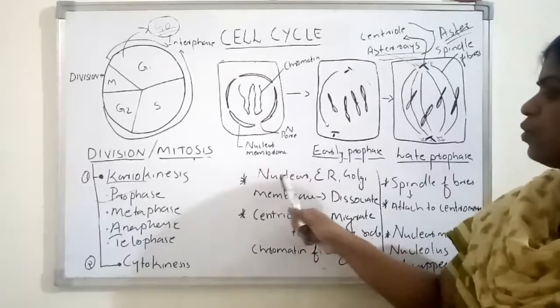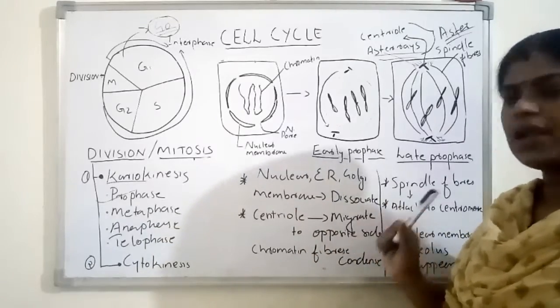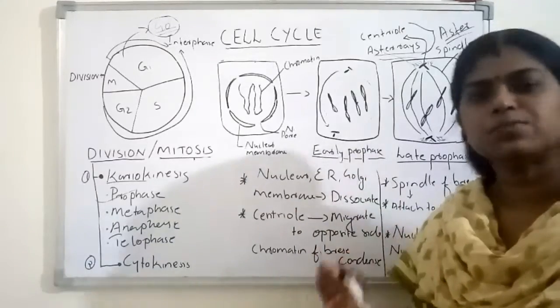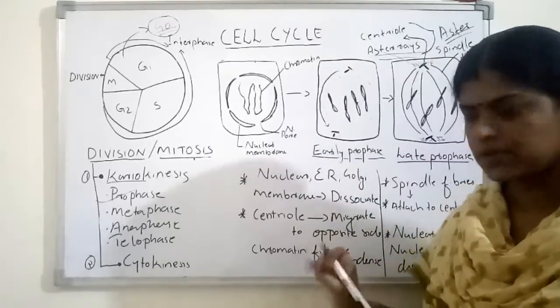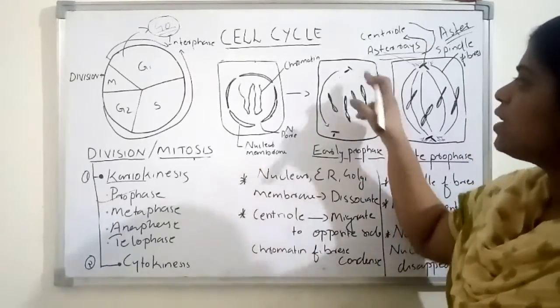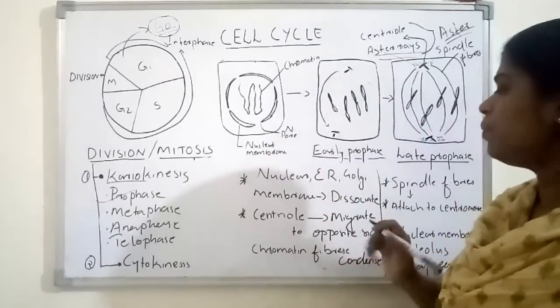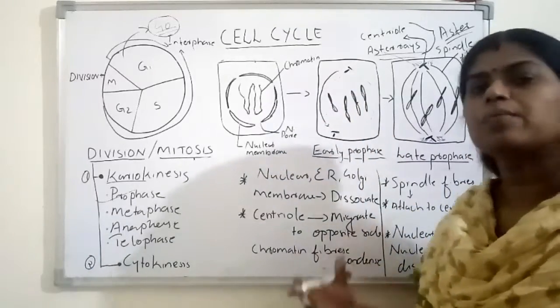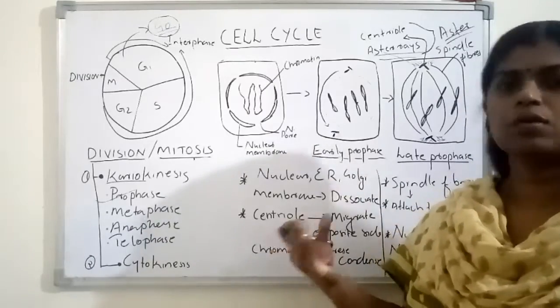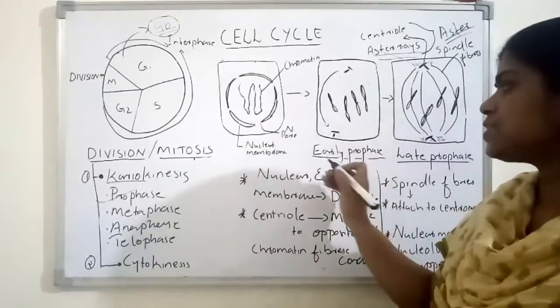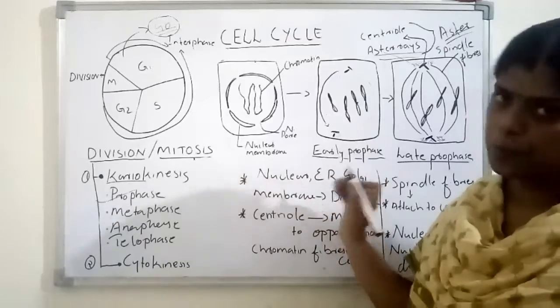What are they? The nuclear membrane, endoplasmic membrane, and the Golgi apparatus membrane. All these membranes will dissociate. That's the first one. The second one is that a centriole will start to migrate from one pole to the next pole, and the chromatin fibers will condense and form the chromosome. These are the major features that you can observe in early prophase.